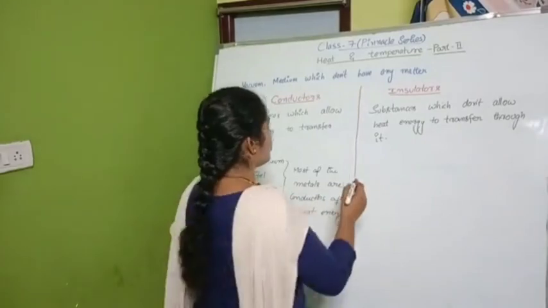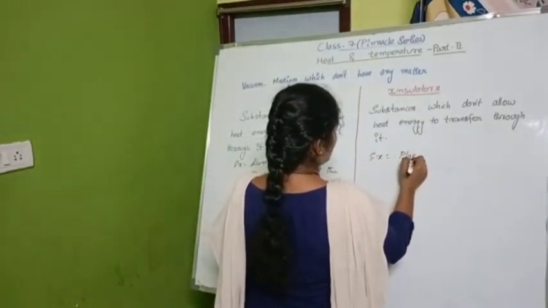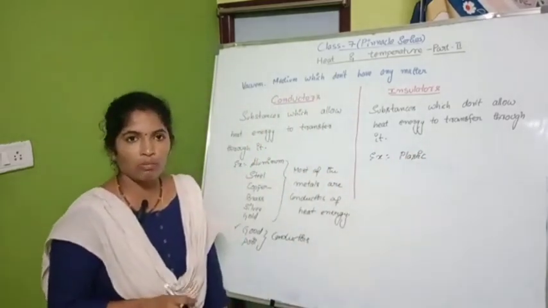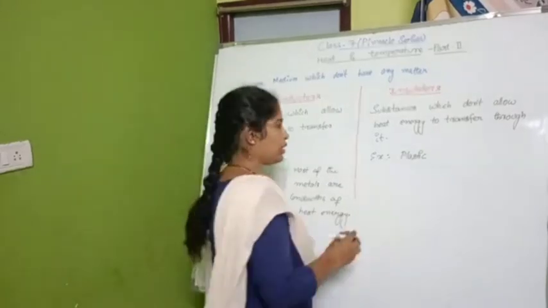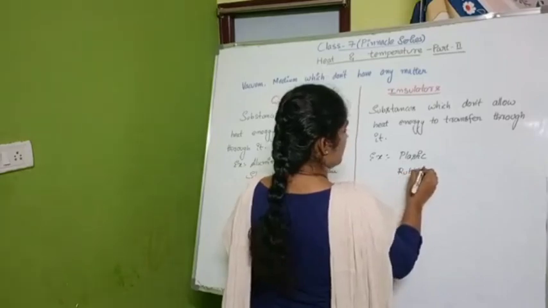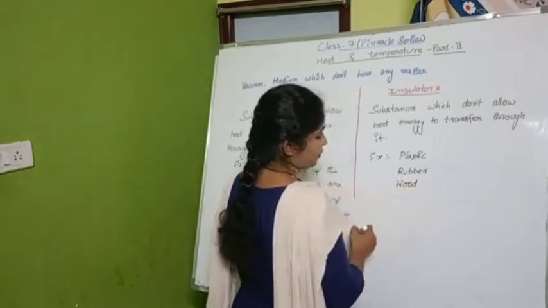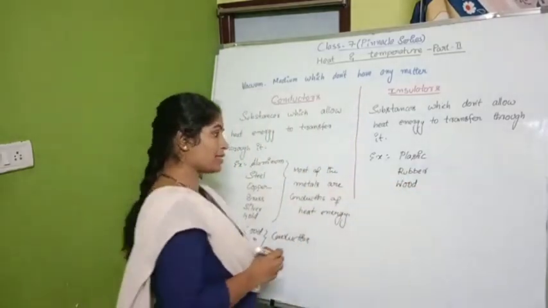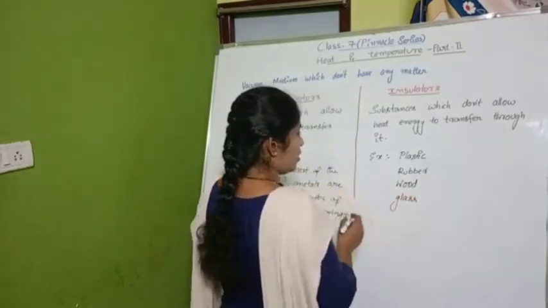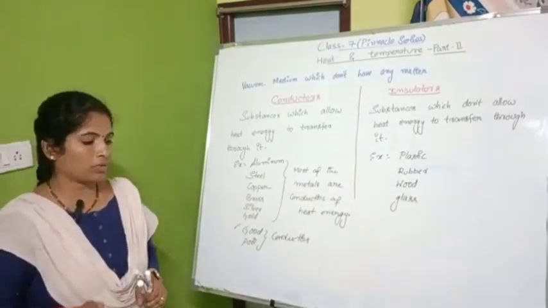Think, what are the examples of the insulators? Plastic. Have you seen your cooking vessels? Their handles are made up of plastic. Why? Because they are insulators of the heat. Rubber. Next, yes, wood. Right? Glass. These are the insulators. They will not allow the heat energy to transfer through them.